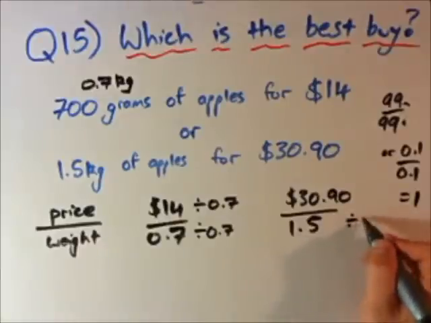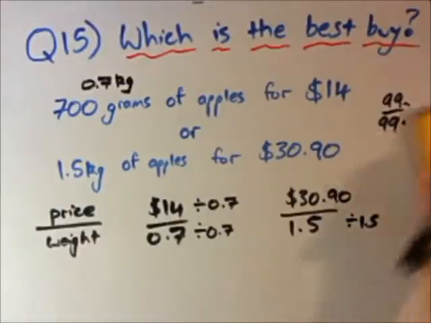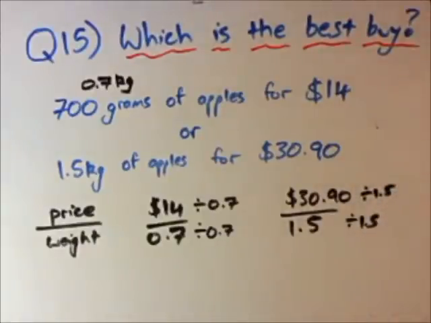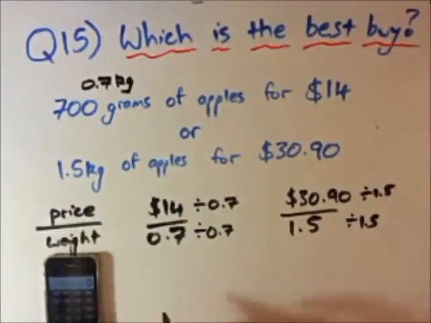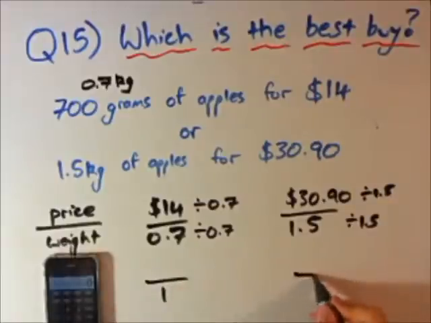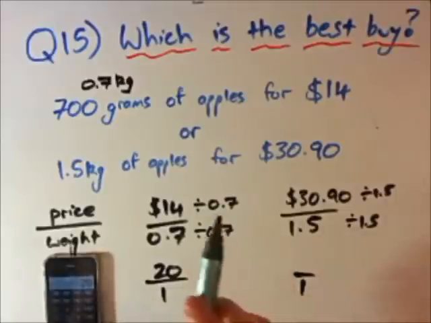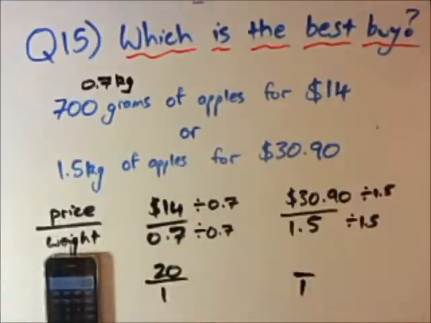So I'll divide this one by 1.5. I'll get this out of the way, not needed anymore. And I'll divide this by 1.5. And I'll bring my calculator in for this. We know that it's going to be over 1, and this is going to be over 1. 14, probably should do this one in my head. 20. Yeah, I should have done that in my head. So this one here for the first one is $20 per kilo, price over weight. So at Aldi when I was shopping, the apples were $20 per kilo.